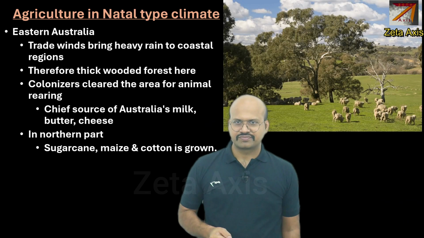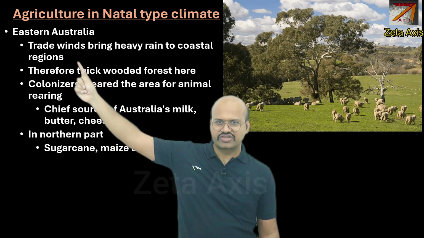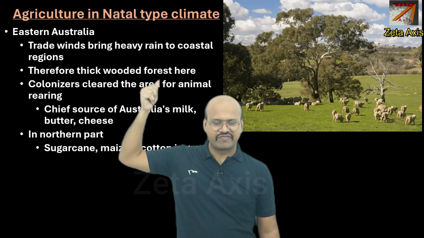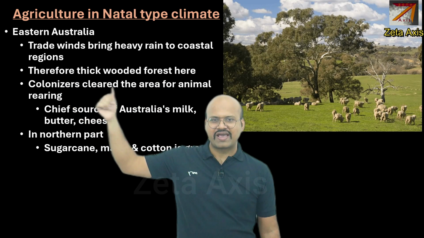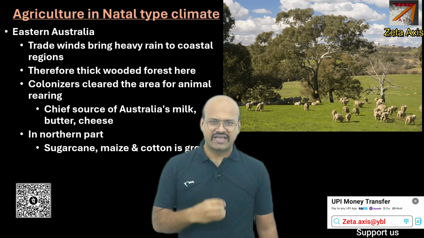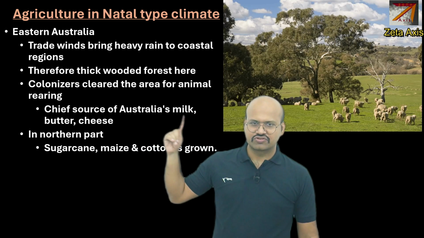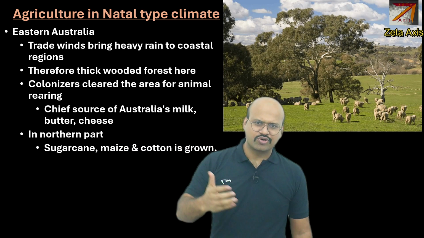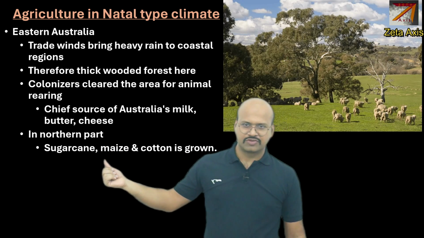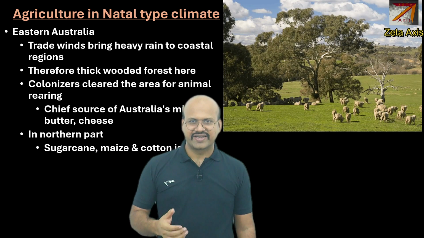In eastern Australia, we will see trade winds bring heavy rainfall to the coastal regions. Therefore, we have thick wooded forests here. Now, these forests were basically cleared by the colonizers for animal rearing. Chief source of Australia's milk, butter and cheese. So this animal rearing is still practiced in a very advanced, very mechanized way, and they are the chief source of milk, butter, cheese. It is also exported to other countries. In the northern part, sugarcane, maize and cotton are grown. So you can see that sugarcane and maize are the consistent crops grown in the Natal type of climate.